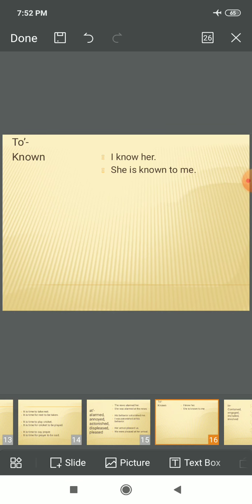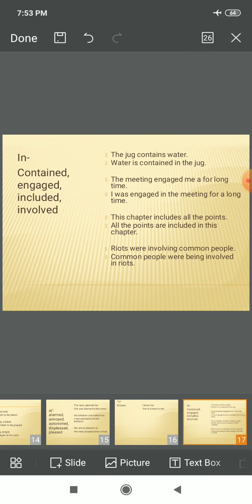Next is to known. See, I know her. Very simple. Whenever we use the word known, again in passive, the preposition to is used, not by. Again, the most commonly made mistake. I know her. Students converted it into she is known by me. No, she is known to me. Remember it carefully.